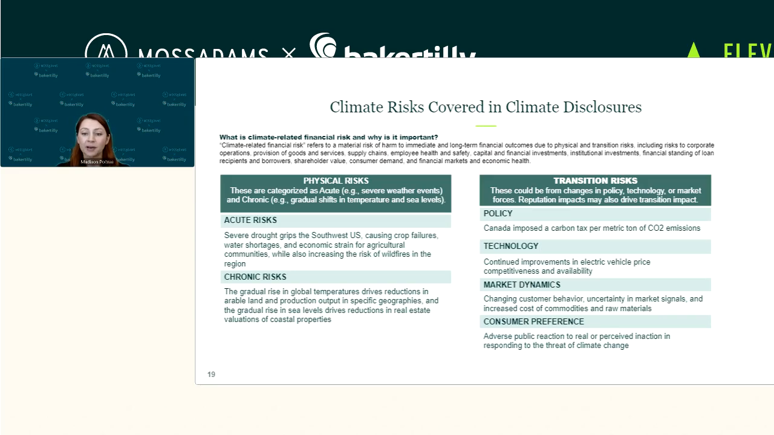So an example of a policy transition risk would be when governments introduce new climate regulations, such as Canada's carbon tax on CO2 emissions, or market dynamics in which customer behavior, material costs, or market demand are driven by climate considerations. So when you think about creating your climate-related financial risk report for SB 261, your framing of risks is broken down into these physical and transition risks.